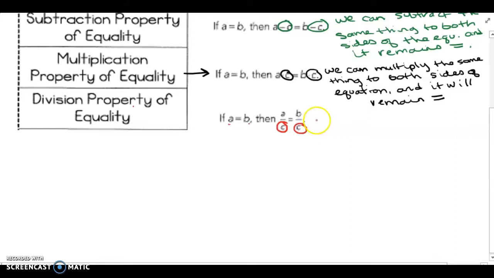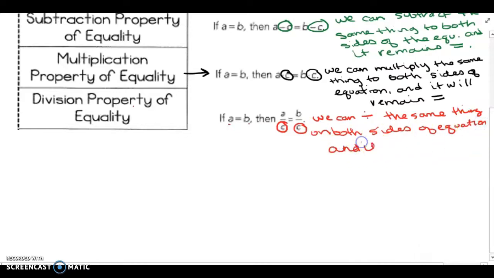B divided by C. So we can divide the same thing on both sides of the equation and it will remain equal. Okay, so those are kind of the four big ones, at least the operational ones. And there are four more other very, very common ones that we will be using quite a bit.